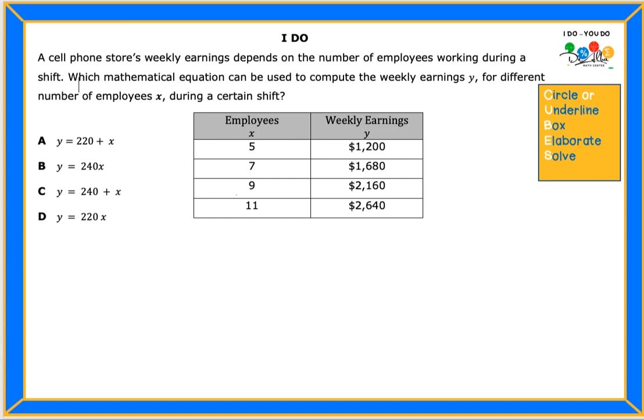So let's start identifying important information. In my first sentence, the store's weekly earning depends on the number of employees. I'm going to highlight this. The weekly earnings depends on the number of employees. And the reason why I'm highlighting this, guys, is because I will have to come up with an equation. And although in this sentence I don't have numbers, they mention the word number, and that makes this important.